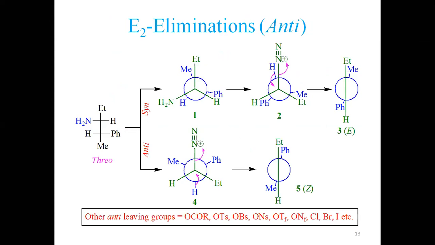But in case of syn elimination, you have come across there is no base. So base is not required, but both groups leave eclipsing each other. So that is in fact syn elimination. But in anti-elimination, both base and substrate are involved in the elimination process.